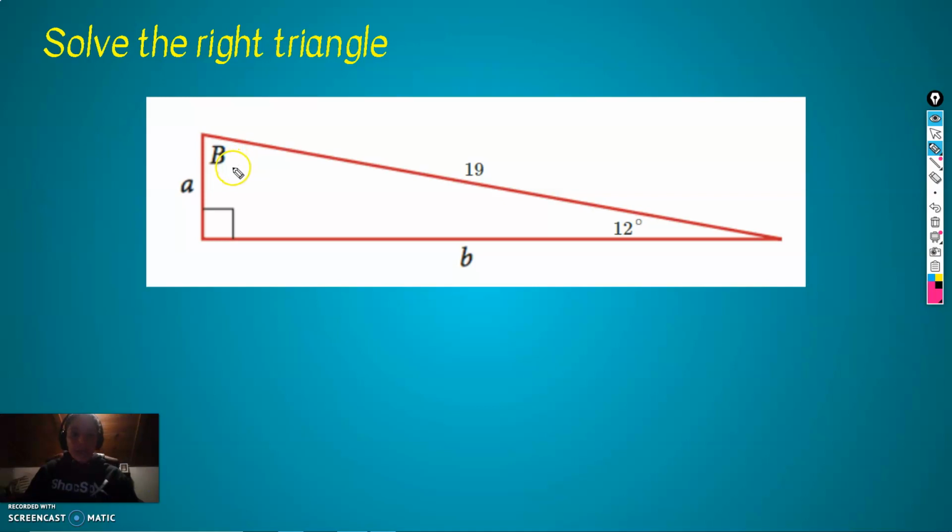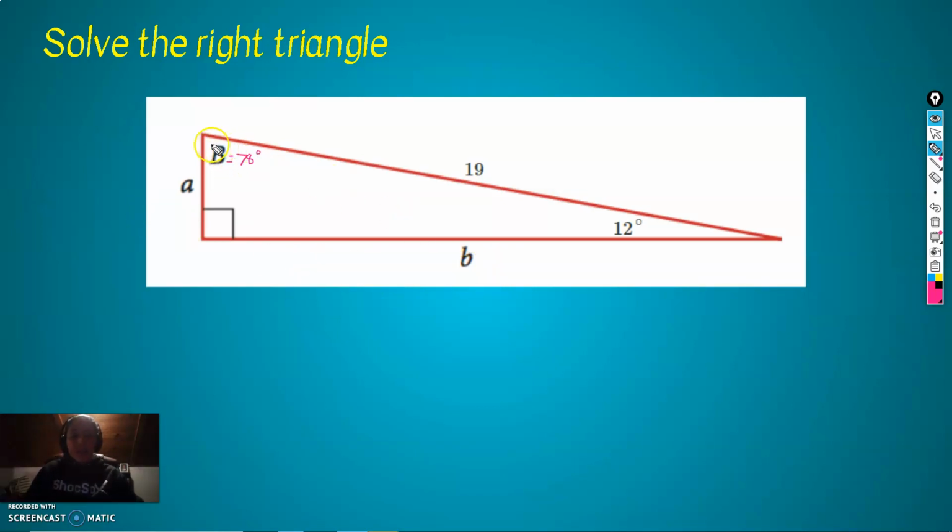So the easiest thing to figure out here would be this angle B. Why? There's 180 degrees in a triangle. I know that's 90, I know that's 12, so I can figure out B. So 180 minus 90 minus 12 gives us 78. So B is equal to 78 degrees. All right, got that one. Okay, now I just need to figure out side A and side B.